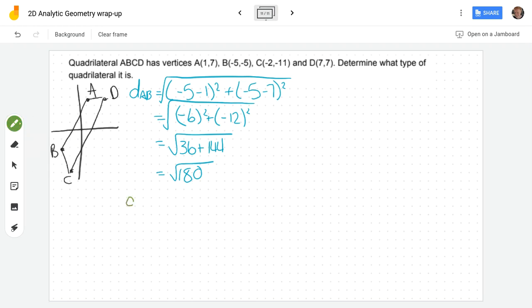And then I'm going to find the length of CD, because that side is directly across. And if they're the same, then it could be a rectangle or a parallelogram, a square, a rhombus, something like that. If they're different, then we can rule out those four and look at trapezoids and kites.